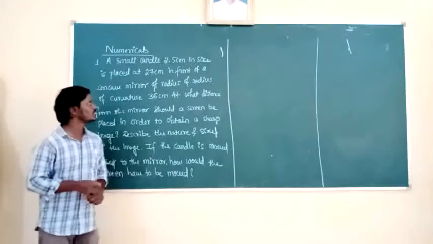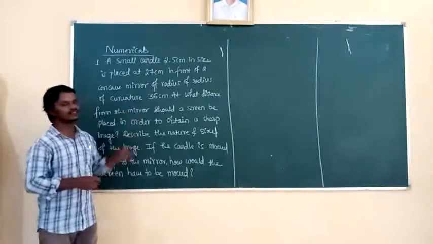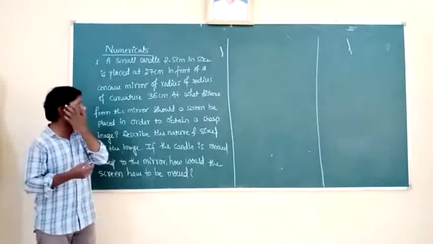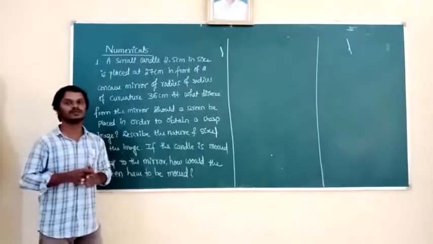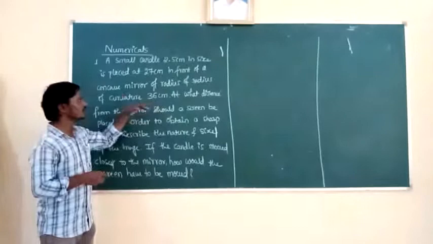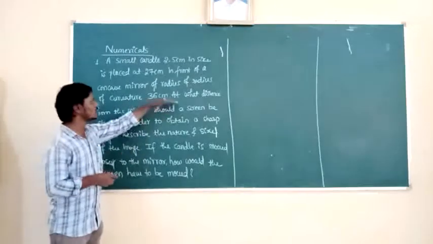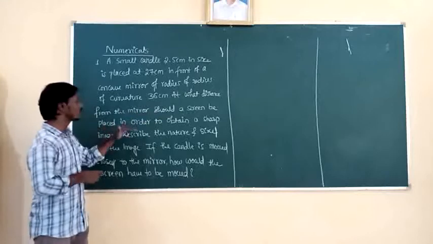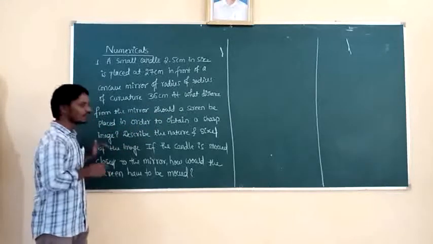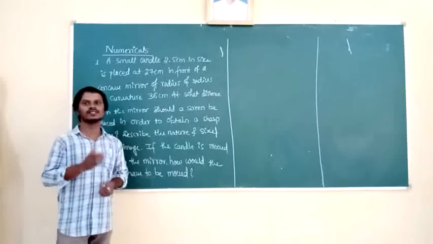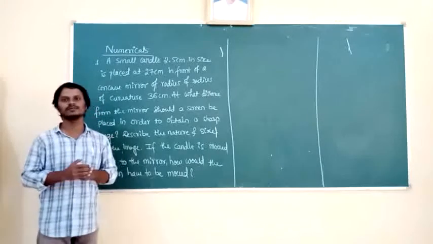So here object distance is less than radius of curvature. Object distance is less than radius of curvature means where is that object? So next we are going to find that by using ray diagram. Next, at what distance from the mirror should a screen be placed in order to obtain a sharp image? To get the clear image, where we have to place the screen in front of the concave mirror.